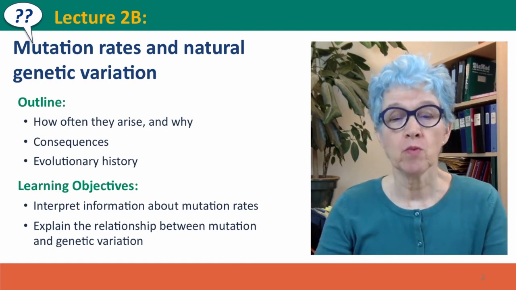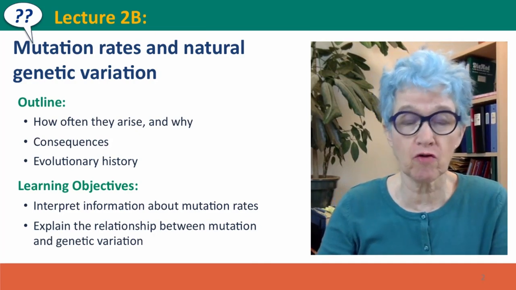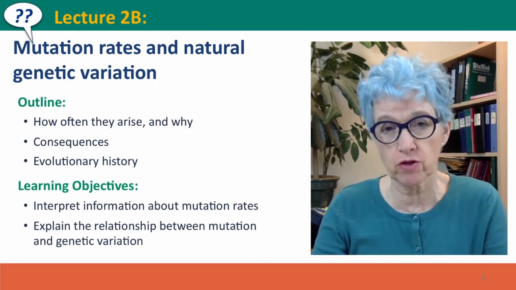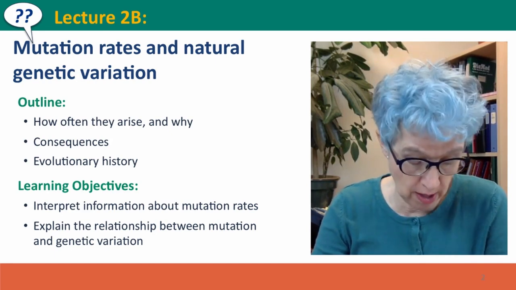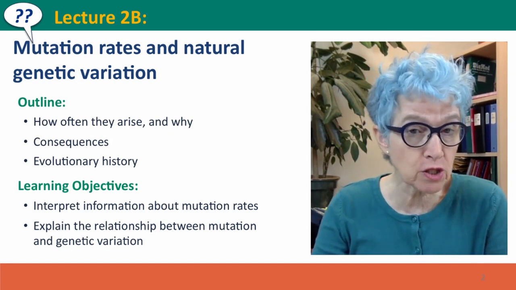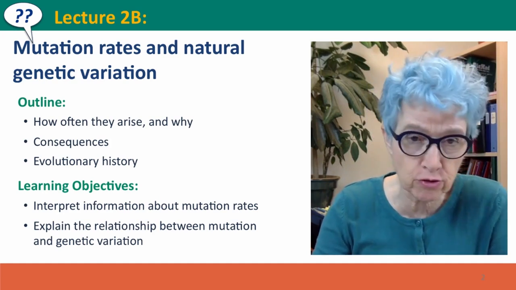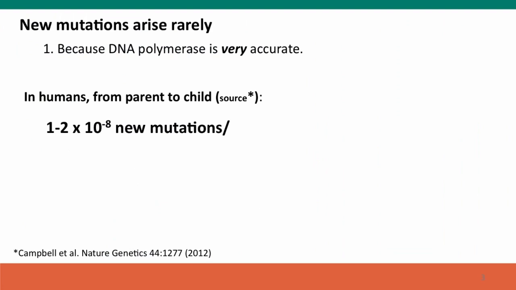This is Lecture 2B, and we're going to build on our discussion of DNA replication errors in Lecture 2A to talk about mutation rates, how often mutations arise and why, and about the consequences of mutations, and introduce ideas about their evolutionary history. As we said in the previous lecture, new mutations arise rarely, in part because DNA polymerase is very accurate. So we're going to extrapolate from error rates in DNA replication and think about mutation rates.